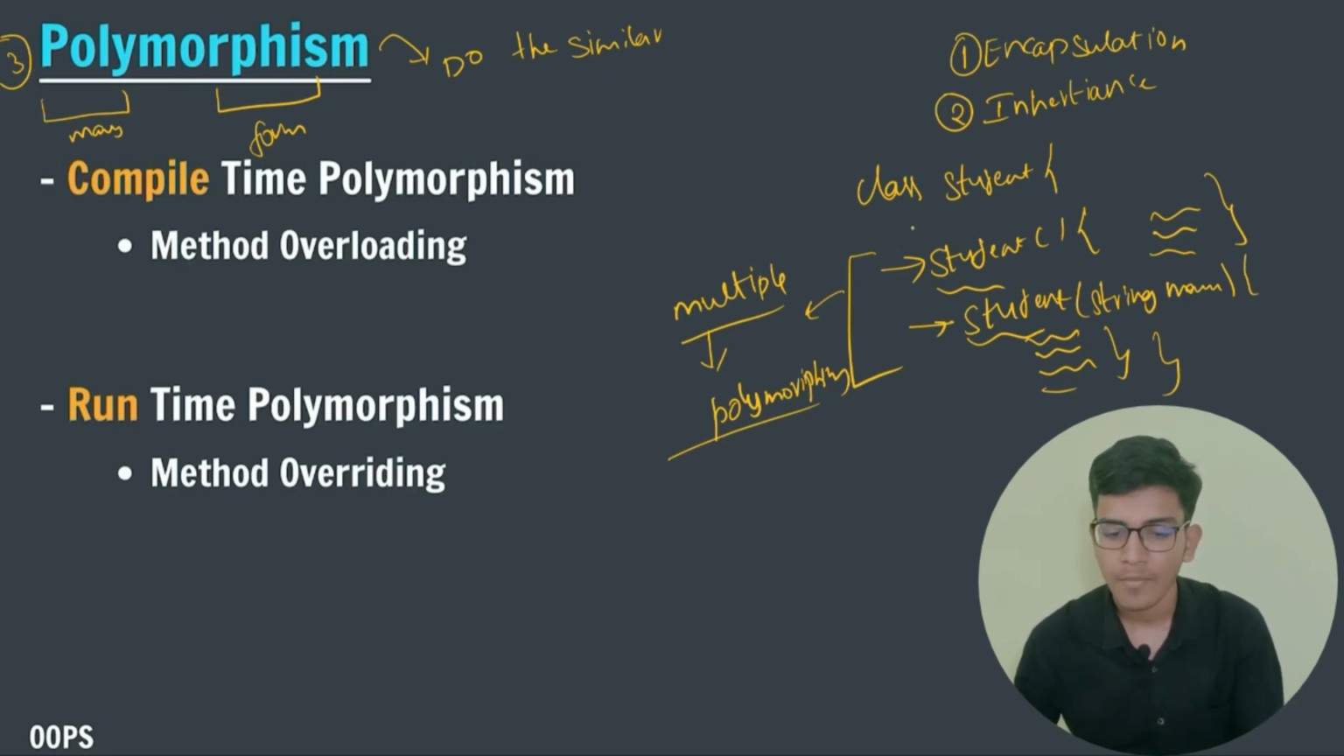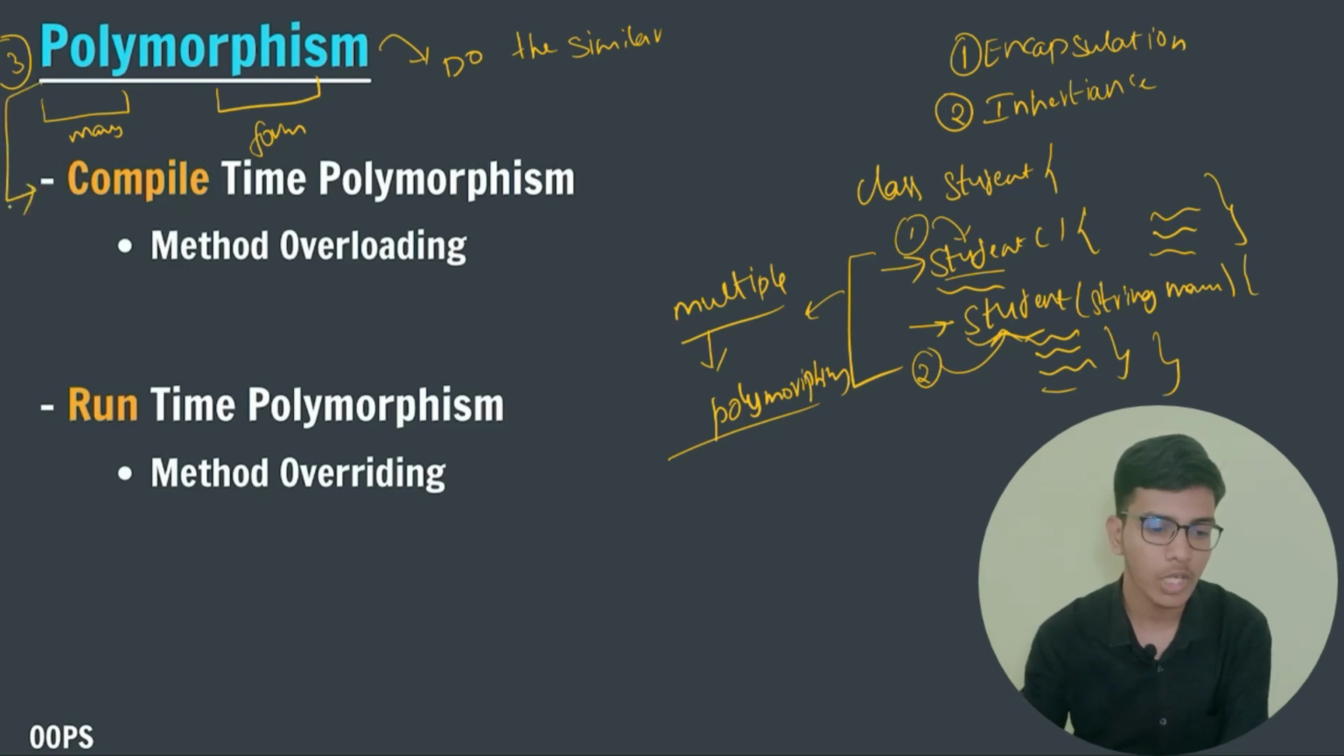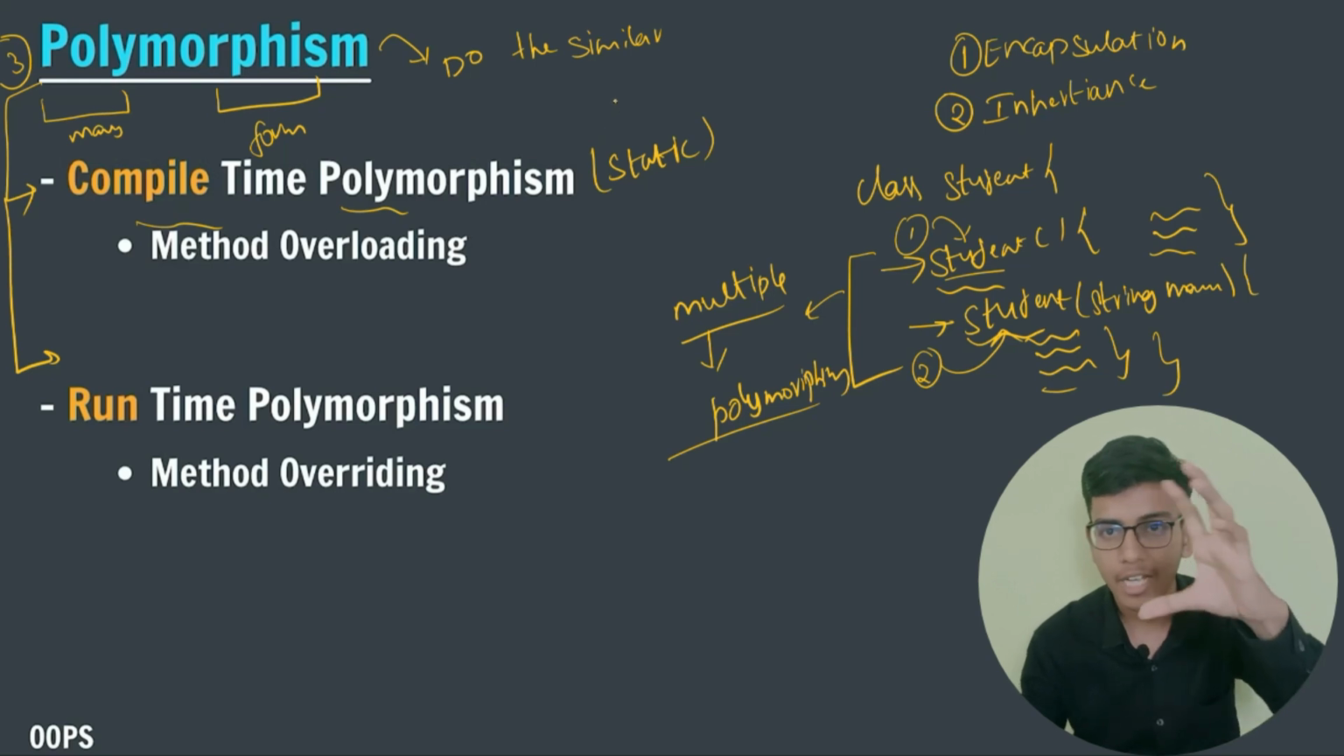You can see that in the first constructor the constructor name is student, and in the second one the constructor name is also student. So the name of the functions or methods is the same, and the only change is that we are doing something different inside our function. This is known as polymorphism. In polymorphism we have two kinds of polymorphism. That is compile time polymorphism, in other words static. This polymorphism occurs when the compilation takes place.